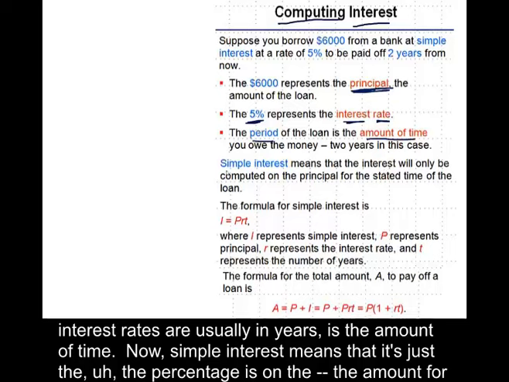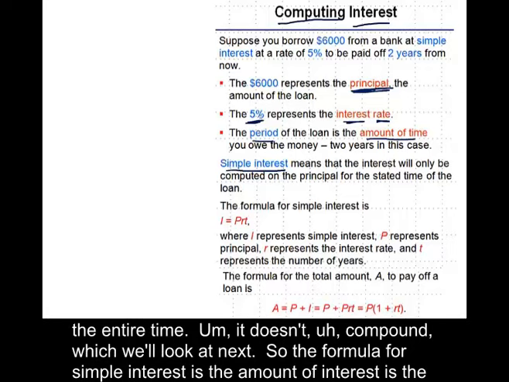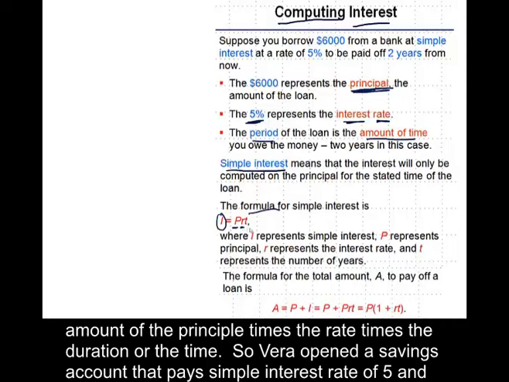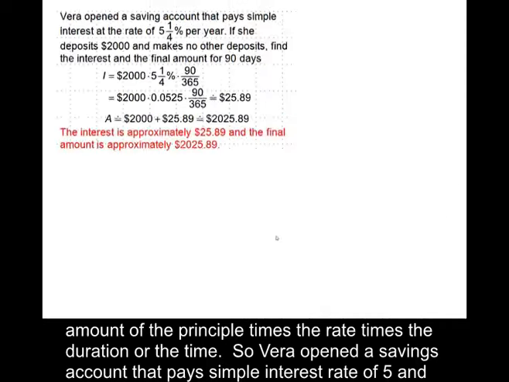Now, simple interest means just the percentage on the amount for the entire time. It doesn't compound, which we'll look at next. So the formula for simple interest is the amount of interest equals the principal times the rate times the duration, or the time.